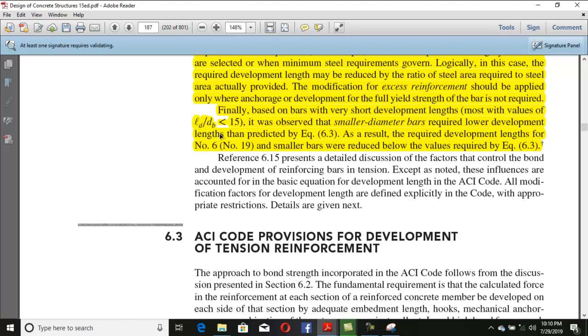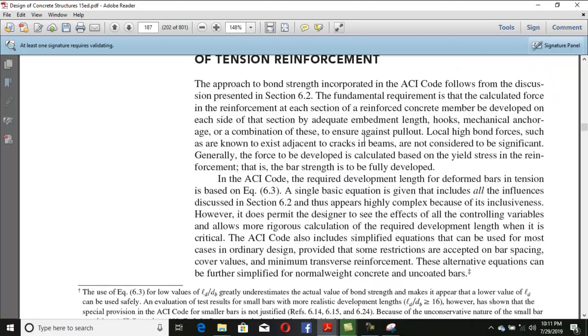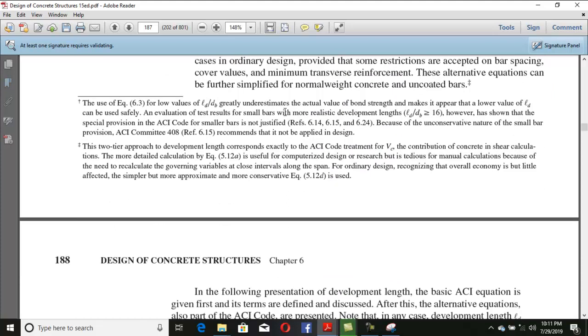Whenever we are calculating development length, we calculate it as the ratio LD divided by DB, but that ratio must be less than 15. It was observed that smaller diameter bars require lower development lengths, which I already mentioned. This is an ACI provision for tension. This is also an ACI limitation, that LD divided by DB must be greater than or equal to 16.